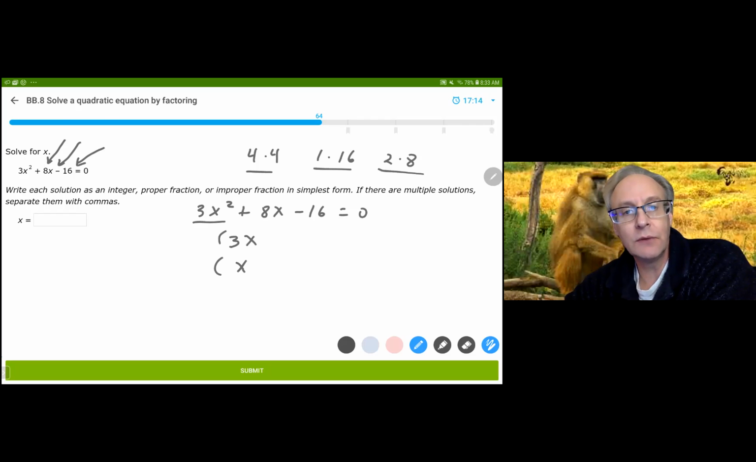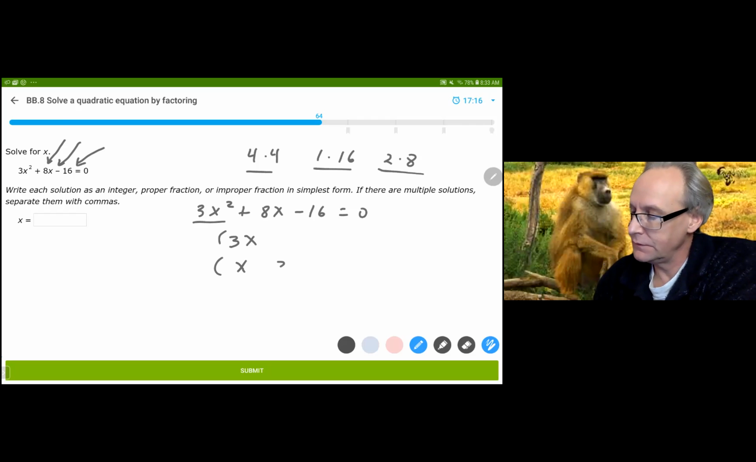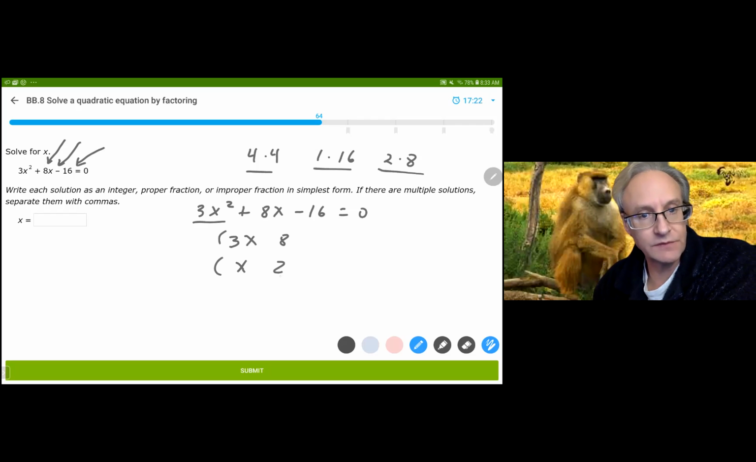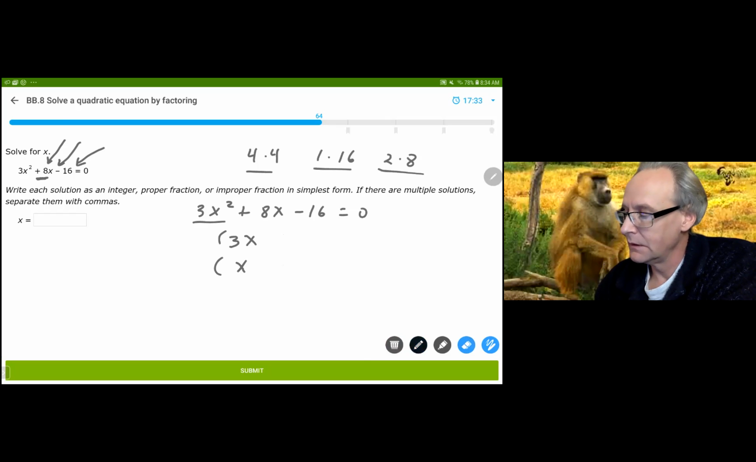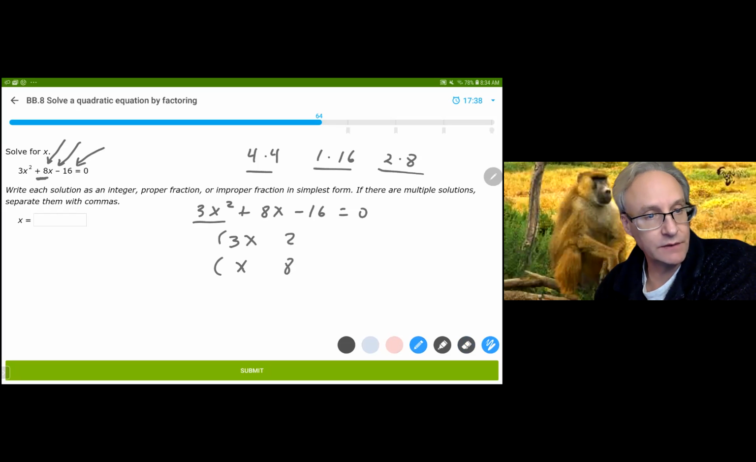If I do 2 and 8, I'm going to get 8 and 6 for my two middle terms when I cross multiply. And the 8 and the 6 have a difference of 2. If this number had been 2, then I would use 8 and 2. If I go the other way, 2 and 8, I get 24 and 2, which has a difference of 22. Way too big. Since it's too big, chances are I'm going to go with the 4 and the 4.